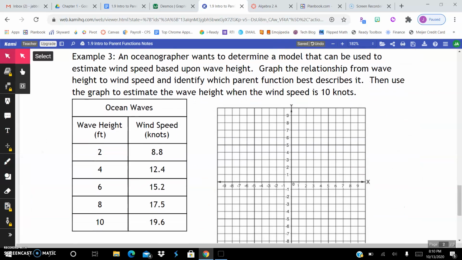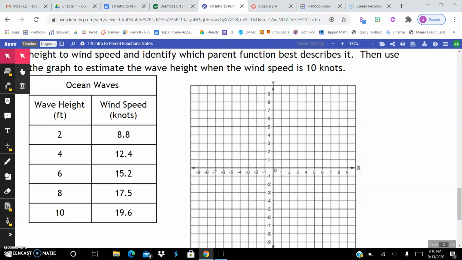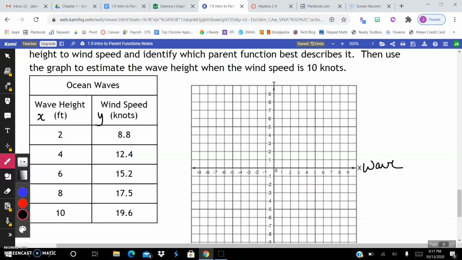All right, so for example 3, an oceanographer wants to determine a model that can be used to estimate wind speed based upon wave height. Graph the relationship from the wave height to the wind speed and identify which parent function best describes it. Then use the graph to estimate the wave height when the wind speed is 10 knots. So the first numbers given in our chart are wave height. So those are our x's, and the wind speed would be our y's.